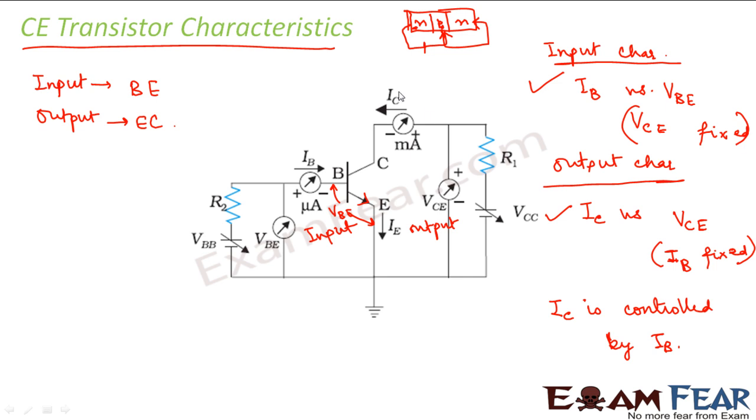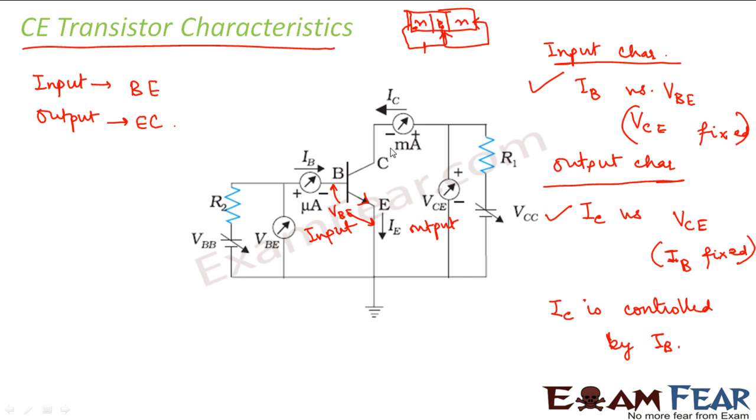Now also note one more thing here, that I told you that IB is very small, right? So you can see that IB is measured in microamperes because it is extremely small, whereas IC is large, so it is measured in milliamperes. So these are some small things which I have mentioned before, and right now you can see them here. Right? So now you understand what we are going to study in transistor characteristics.